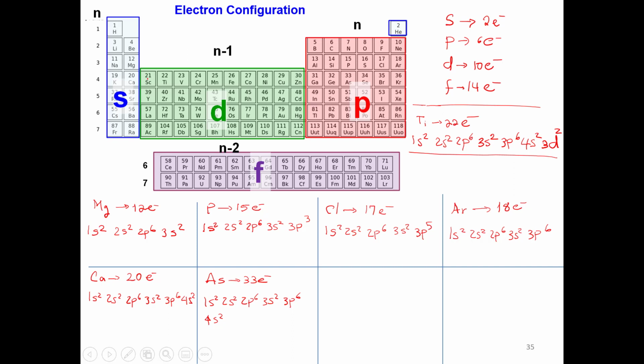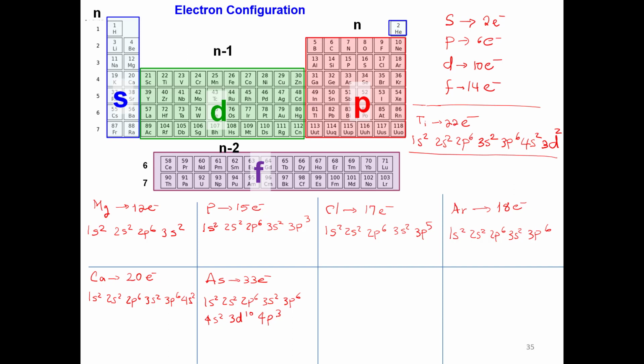Then here is not 4. Yes, it's 4 minus 1 is 3d10 because it's completed. Remember, 10 is the maximum for d electrons. 3d10. For p, the n is 4, then it's 4p. Let's count 1, 2, 3. Then 4p3. Yes, this is arsenic. Then this is the electron configuration for arsenic.